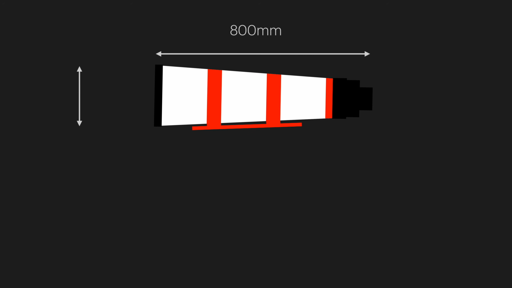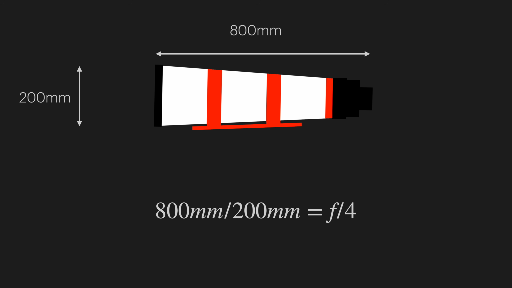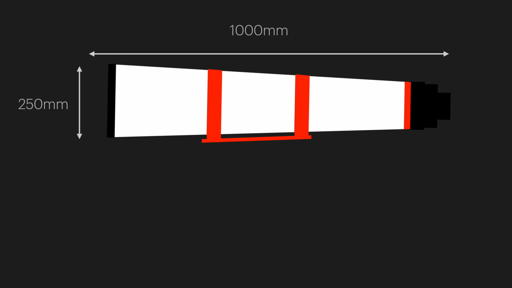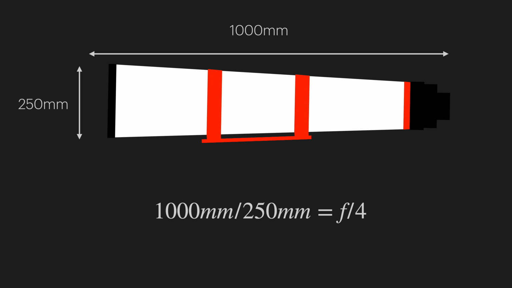A telescope with a focal length of 800 millimeters and an aperture of 200 millimeters has a focal ratio of f4. 800 divided by 200 is 4. A telescope with a focal length of 1600 millimeters and an aperture of 200 millimeters has a focal ratio of f8. 1600 over 200 is 8. A telescope with a focal length of 1000 millimeters and an aperture of 250 millimeters has a focal ratio of f4, as 1000 divided by 250 is 4.